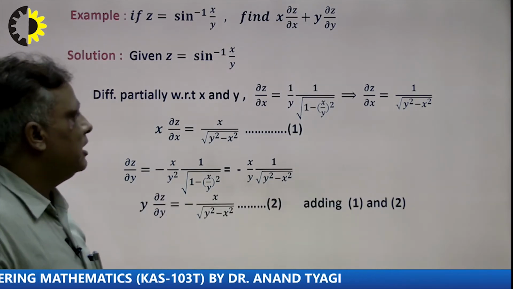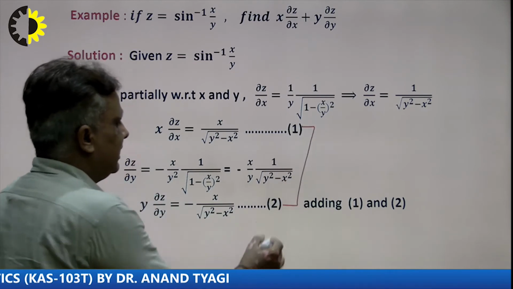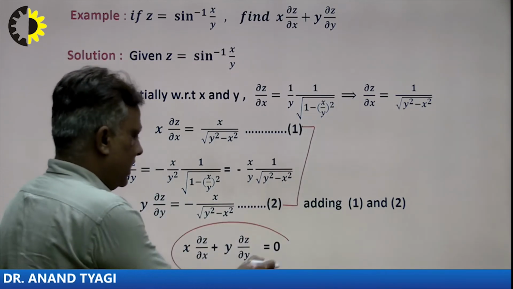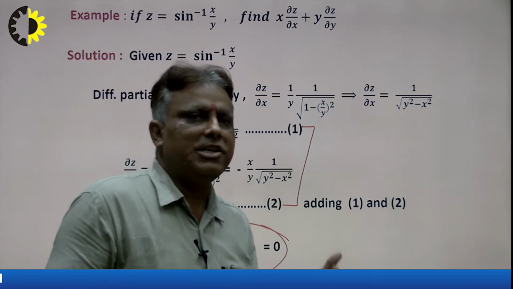So the result will be this. Suppose adding the first and second here, adding both, what will be the result here? The result will be very interesting. The result will be 0 here, right. In this way we can find one method, right. I will explain it later on.